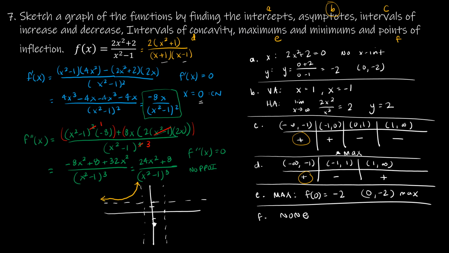For the middle section, we're increasing up to 0, so we're increasing up to that point that we've already plotted, and then we're decreasing after that. And then it is concave down the whole time. And then for the last section, we're looking at 1 to infinity is decreasing and concave up. So it's going to look like this.